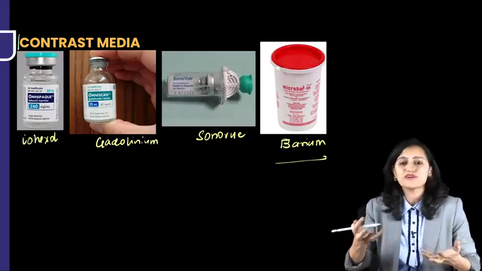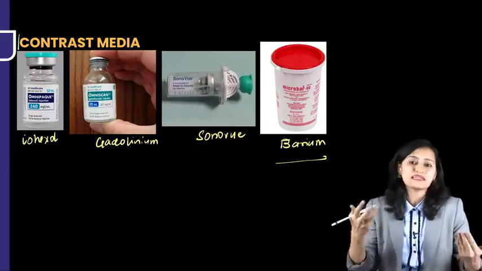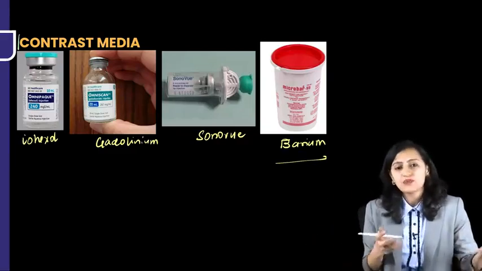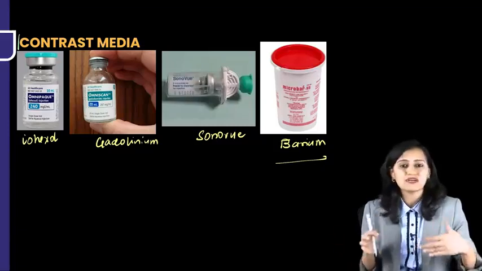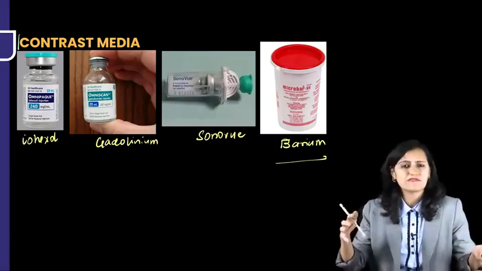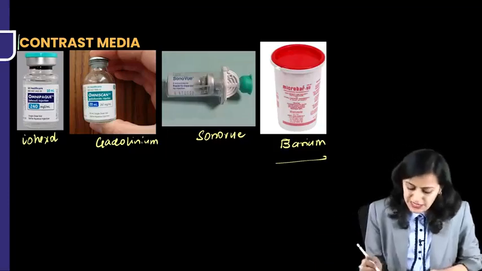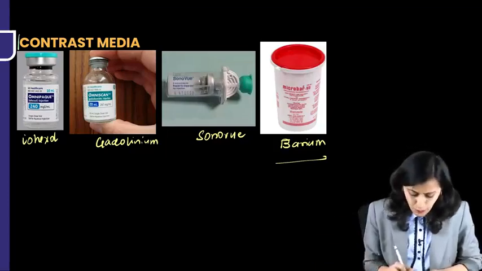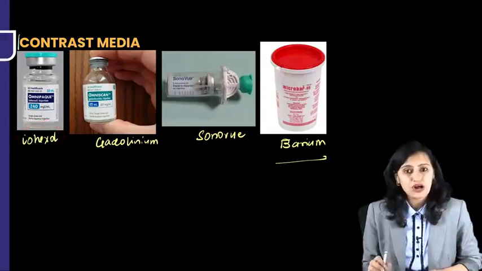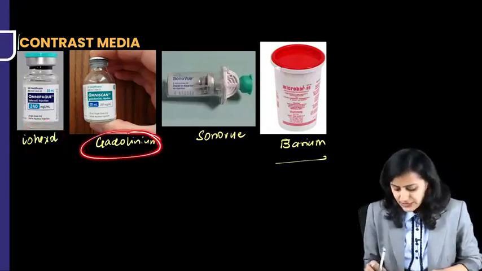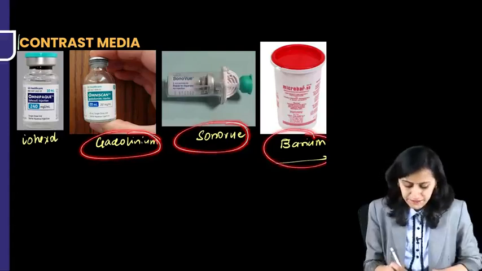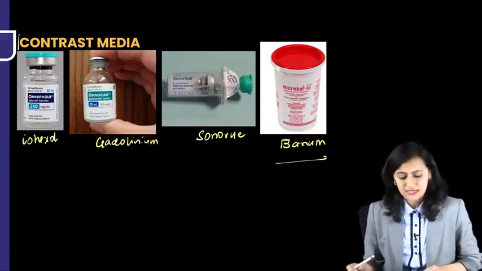As the term says, contrast is given to make a lesion look better. So we have positive contrast and negative contrast. Positive means white appearing, negative means black, like air which is black. So what are the various contrast media that we have here? One is iodinated contrast. Then we have gadolinium, Sonoview, and barium. These are used in various investigations.